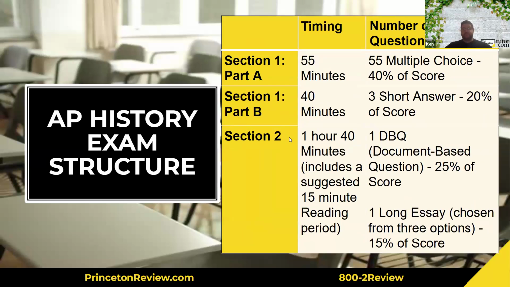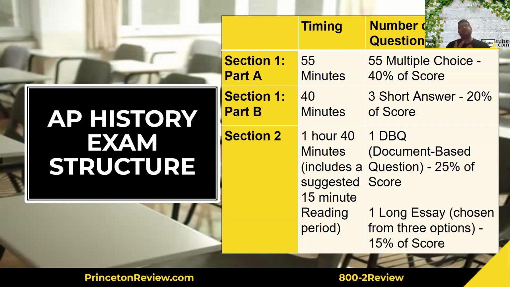Now, all of your history exams, so that's APUSH, AP Euro, and AP World, will follow the structure you see on screen. So, Section 1 will be 60% of your score. Part A of Section 1 is 55 multiple choice questions. That's 40% of the score. And the way that these are organized, folks, is you're going to get some document or picture, graphic, quotation, excerpt, and then a series of roughly 3 to 5 questions regarding that document.